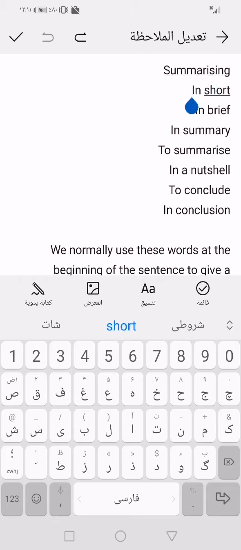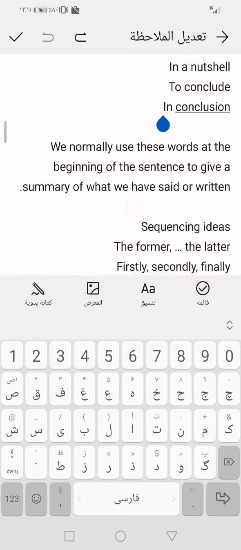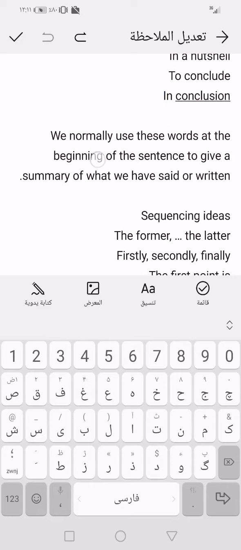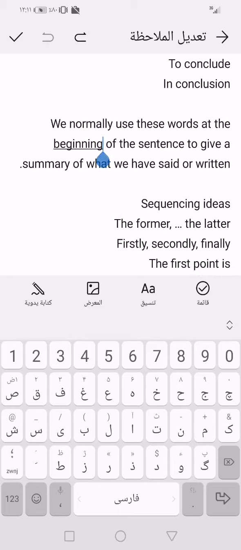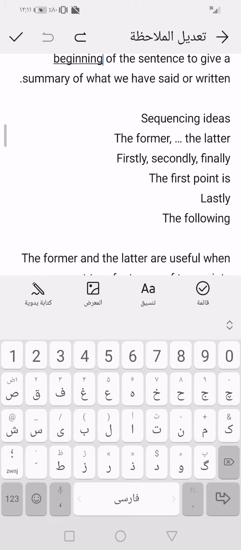In short, in brief, in summary, to summarize, in a nutshell, to conclude, in conclusion, نفس المعنى. We normally use these words at the beginning of the sentence to give a summary of what we have said or written. بشكل عام نستخدم هذه الكلمات بداية الجملة من نريد ننهي أو نختصر شغلة.